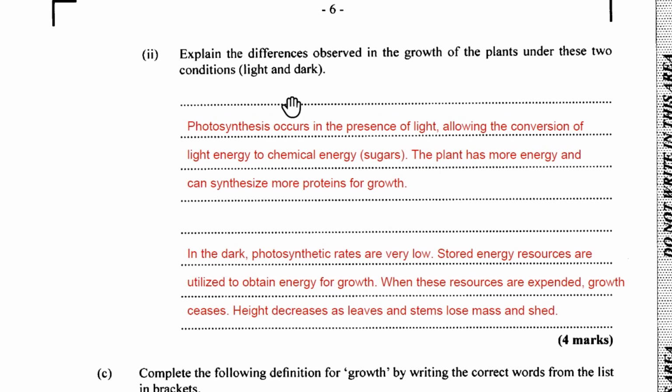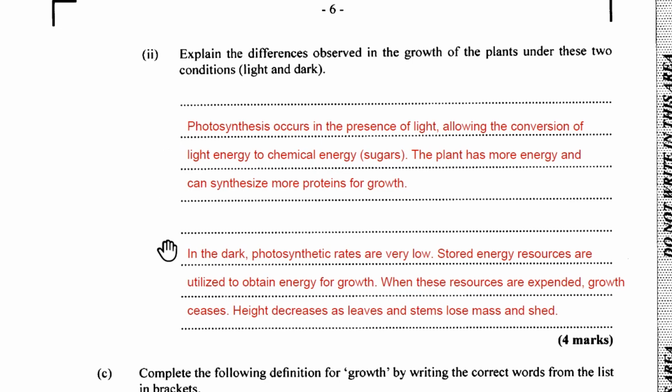So the question here is now to explain the differences observed in the growth of the plants under these 2 conditions. Well, the one with the bright light is easy because photosynthesis would have been occurring in the presence of light. This would have allowed the conversion of light energy into chemical energy, in this case sugars, glucose, starch. The plant would have more energy, of course, for the enzymes to work at their optimum rate, and they could synthesize more proteins for growth as a result.